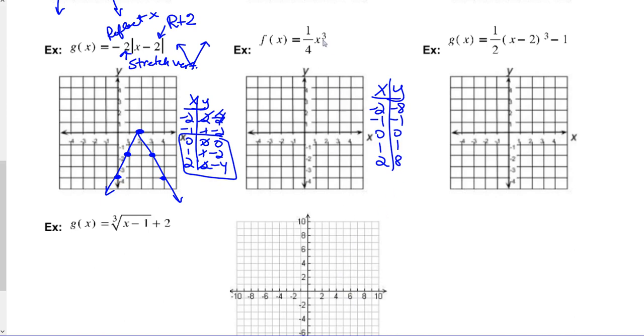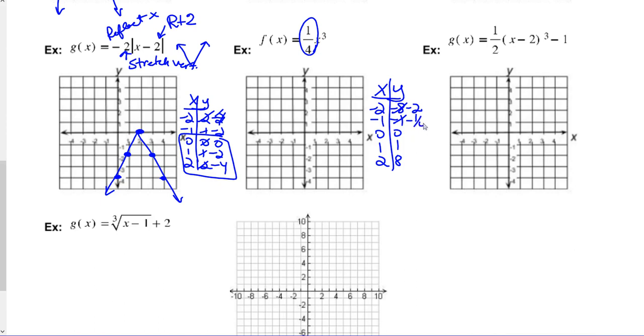And if you remember, notice here there's no shift with my x to the right or to the left because there's nothing grouped with the x, nothing plus or minus at the end, so no vertical shift up or down. All that we have is that c value. So if we have a c value that's out front, all we have to do is multiply the y values by that c value. So 1/4 of -8 is -2.